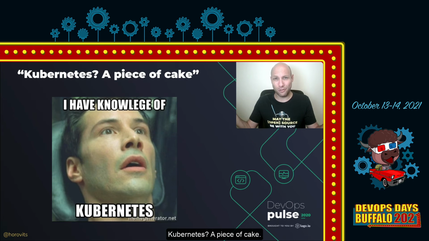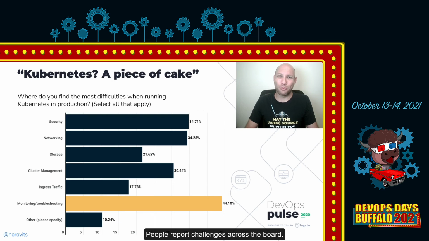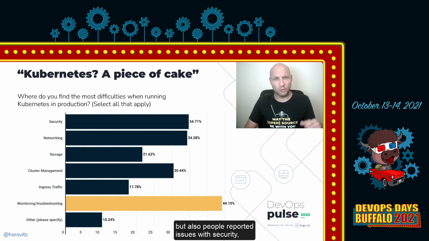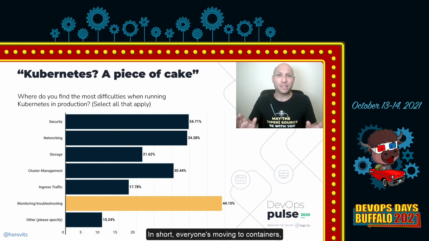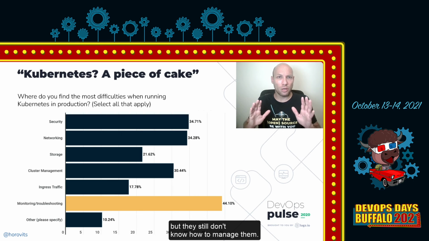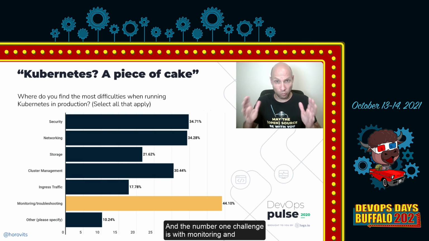Which leads me to the next assumption. Kubernetes. Piece of cake. True? Well, not really. People report challenges across the board. Number one difficulty is with monitoring and troubleshooting, 44%, but also people reported issues with security and networking and cluster management and storage, you name it. In short, everyone's moving to containers, but they still don't know how to manage them, how to do it right, simple, production ready.